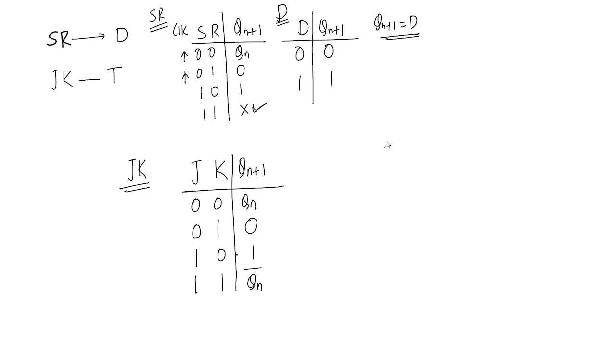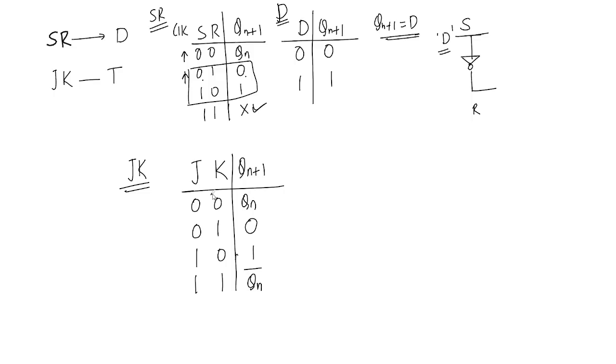Okay, this is JK. Next, how will we get the D flip flop? Here, from the SR flip flop, S and R are connected with an inverter. Then you will get a D flip flop. So only these two cases I am using. If it is 0, you are getting 0. If it is 1, S and R are connected with inverter and you are giving one input.